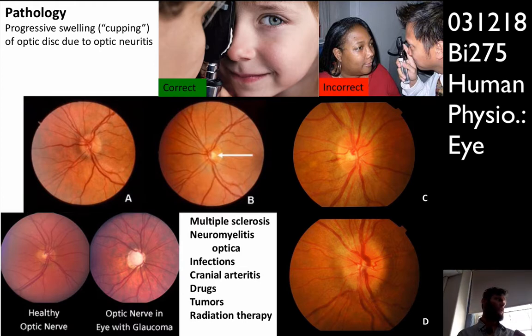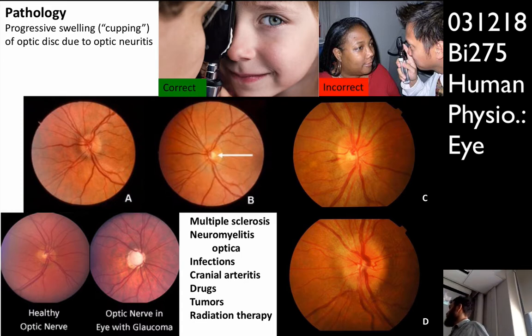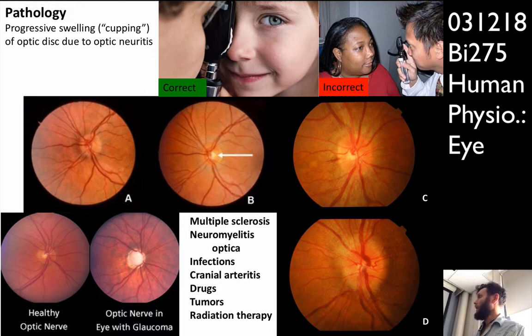For a person who's trained to know what they're looking for, you can tell an enormous amount about not just the ocular physiology, but about the whole systemic physiology in the body by being well trained in knowing what you're seeing when you look at a person's optic disc. You can have progressive swelling, or it's called cupping. And so here, A and B are both pretty heavily cupped optic nerves due to optic neuritis.